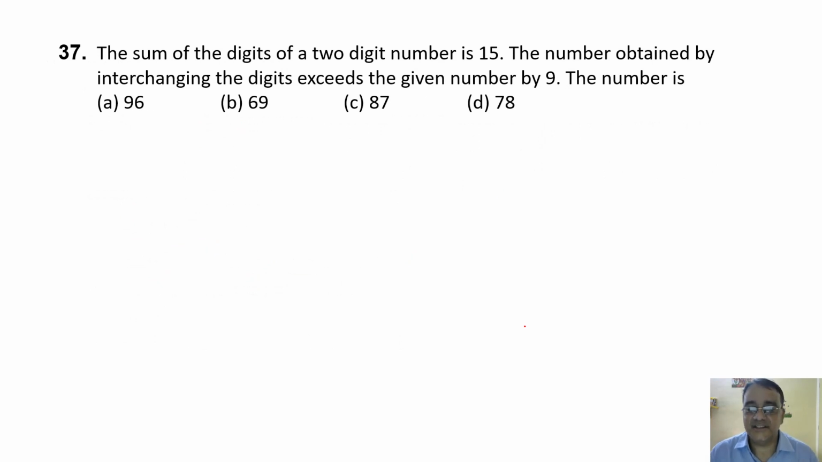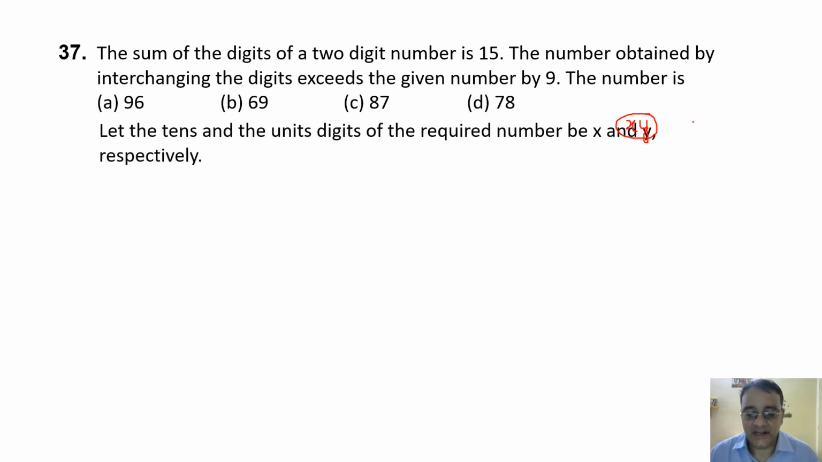The sum of the digits of a 2-digit number is 15. The number obtained by interchanging the digits exceeds the given number by 9. The number is dash. So let the tens place digit be x, okay, and unit place digit be y. So how will you write this number? 10x plus y. Very good, 10x plus y. If we reverse the digits, then what will you get? 10y plus x.